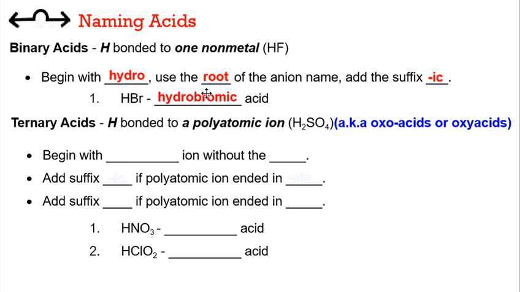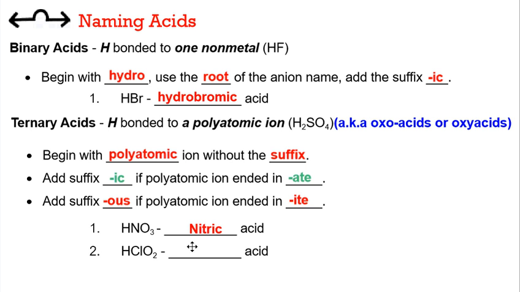Ternary acids, also known as oxoacids or oxyacids, are hydrogen bound to a polyatomic ion that contains oxygen. They begin with the polyatomic ion, but without its suffix. So if you had, for example, nitric acid, HNO3, nitrate is your anion, you would remove the suffix ate. And since it was ate, you would change that suffix to ic, nitric acid.